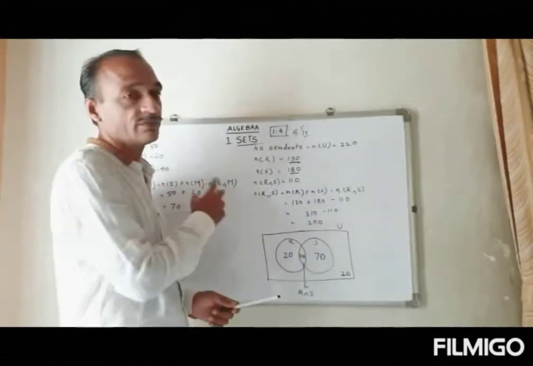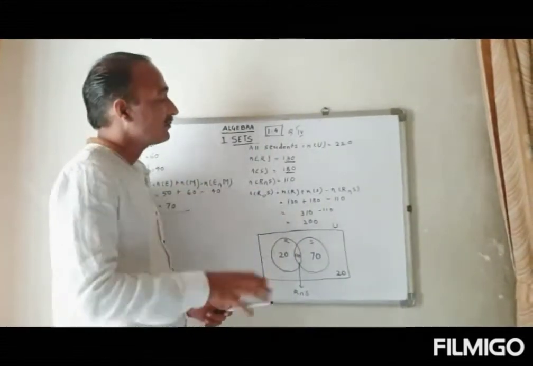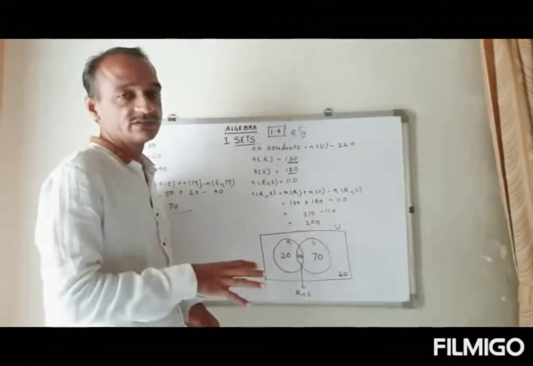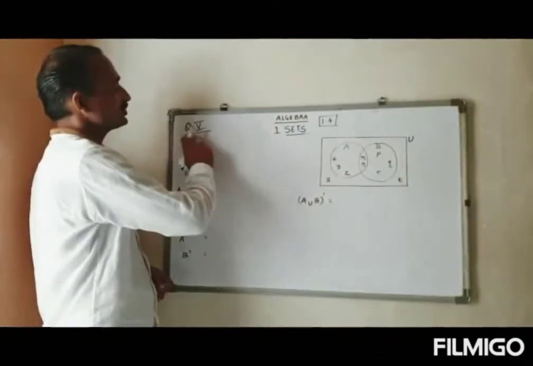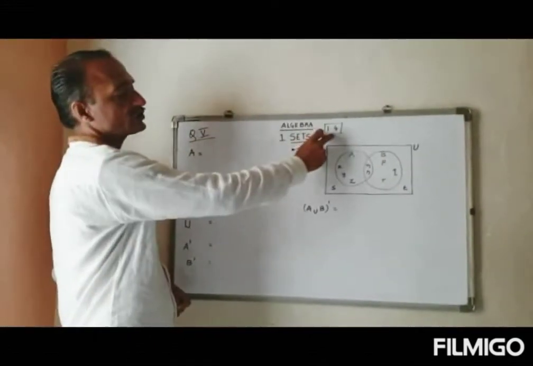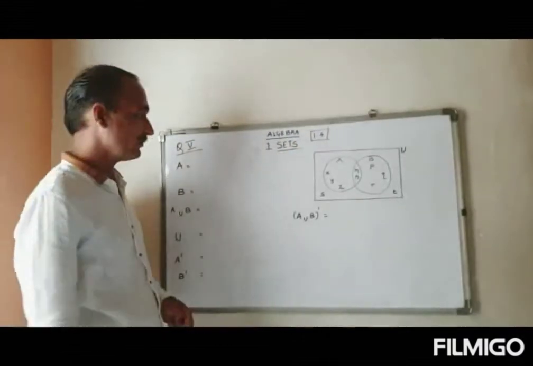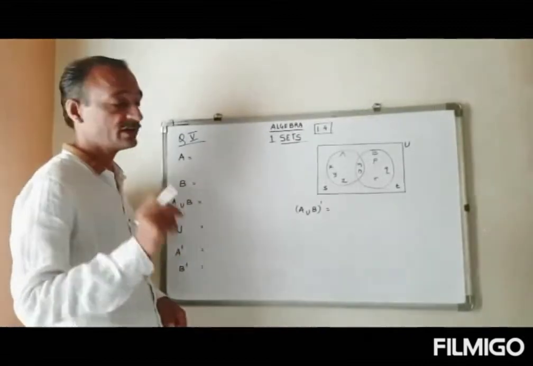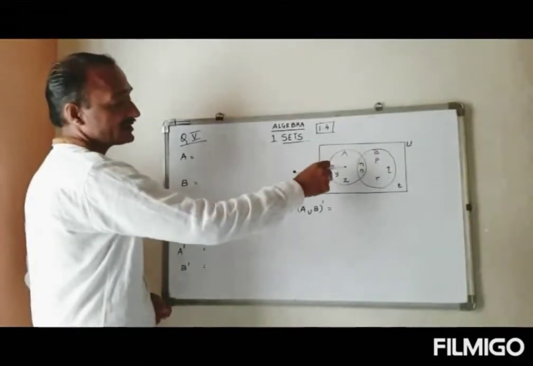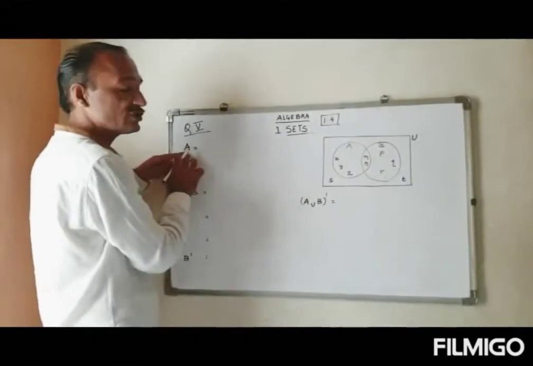Now the last question, question number 4. This is one, and please go through this. We'll continue with question number 5, the last question of practice set 1.4. The Venn diagram is already given in your text. Please go through the text each and every time. Now what it says, they ask you to write.